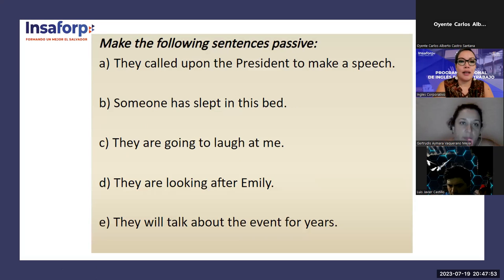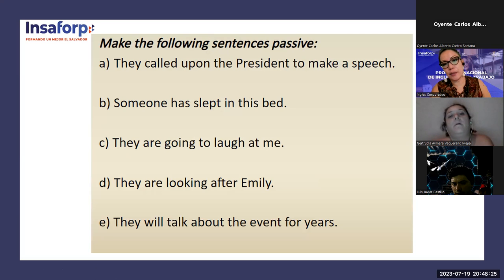And we have some here. Some of them, I think we will find this here. Yes, they called upon the president to make a speech. Let's do that one together. Siempre to make a speech quedaría junto, to make a speech.